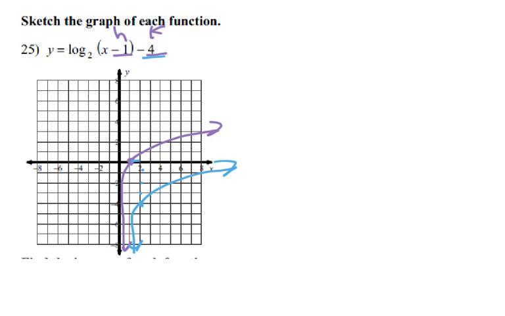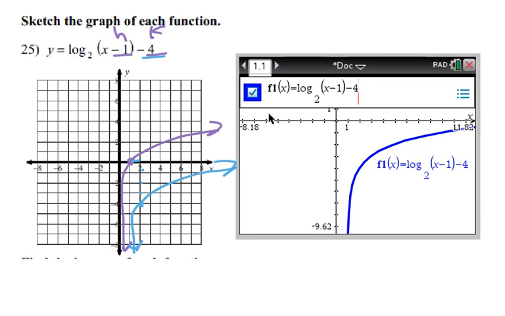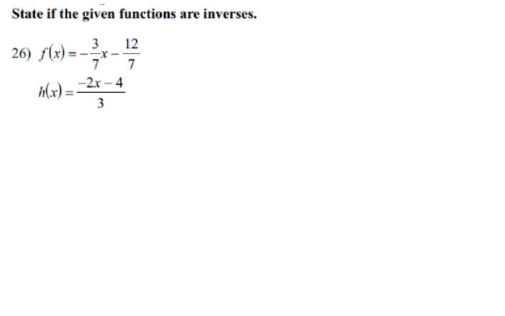You could also make a table of values and plug numbers in and figure it out that way. That would work just as well. Okay? So let me show you on the calculator what it would look like if you graph it. So I type it exactly what it looks like in the calculator, and you can basically see we were pretty much spot on, weren't we? Pretty close.